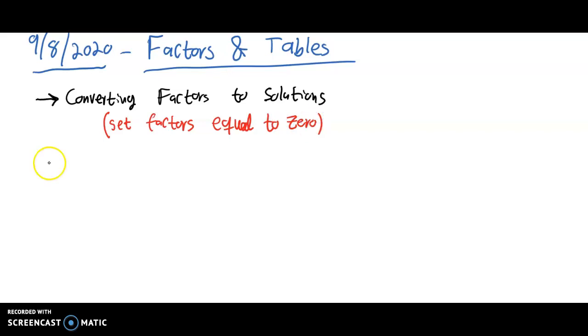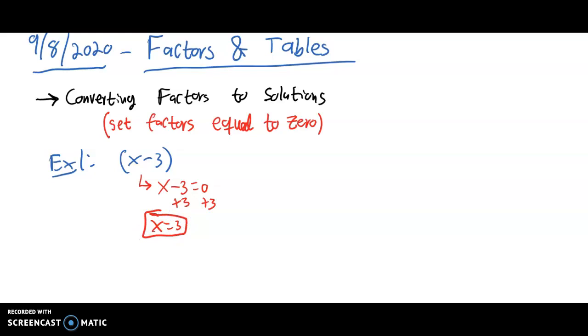Okay, our first example, we're going to say, what if we had x minus 3? If this was a factor and we wanted it to be a solution, we would write x minus 3 equals 0, add the 3, add the 3, x equals 3. Now it's a solution. Let's label them. This is a factor. This is a solution.